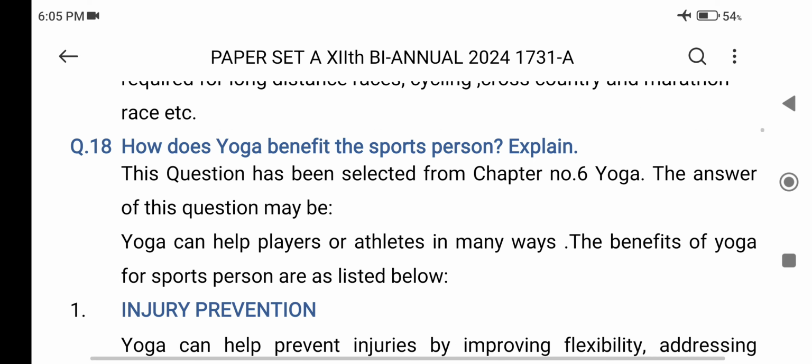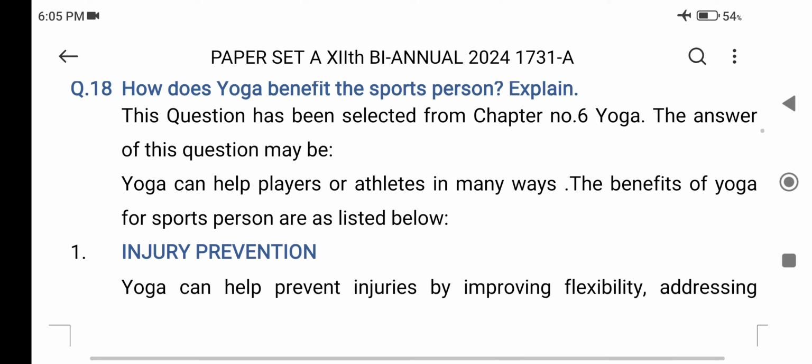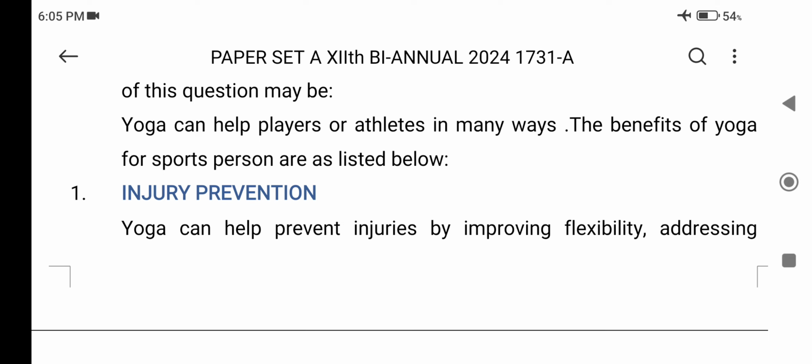Question number 18. How does yoga benefit sports persons? Explain. This question has been selected from chapter number 6. The answer of this question may be: yoga can help players or athletes in many ways. The benefits of yoga for sports persons are as listed below.